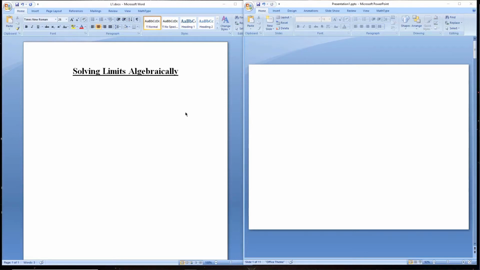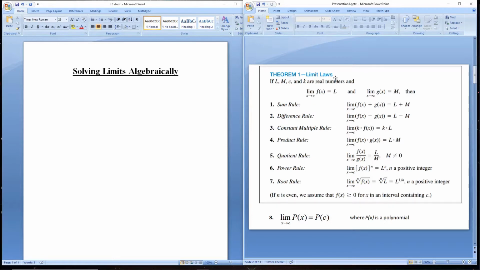So in this video, we will be talking about putting everything together to solve limits algebraically. And to do that, we are going to need all our properties here. I'm going to first use all the properties and show you how to get limits. And then I'm going to show you an easier way, what the overall outcome is from all these properties.